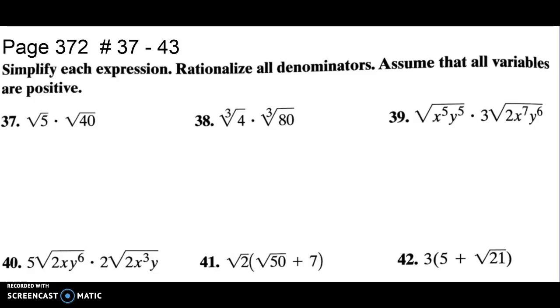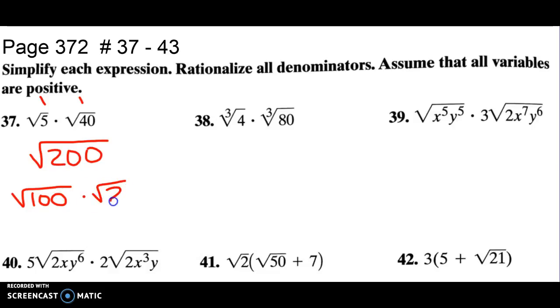All right, so the first thing you're going to do, you've got the square root of 5 and the square root of 40. Let's multiply those together since they have the same root, and that's going to give us the square root of 200. And then we want to find a perfect square that goes into 200. There are a lot of perfect squares that go into 200, but the biggest one is 100. So 100 times 2. Now you're just going to take the square root of each part.